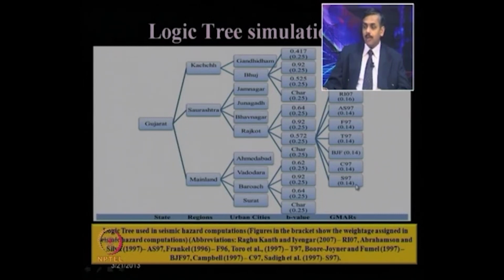Here again we have tried to give equal weightage to all the 7 models, 7 attenuation models or GMPs. So, equality comes to about 0.14 or 14% to each of them, but 2% remains. If we take 7 models equally distributed, 7 into 14 we will get 98. So, another 2% extra we have assigned to that Indian attenuation relationship for peninsular India given by Raghukant and Iyengar, because it is an Indian model. So, that is why we have assigned a little higher weightage to this model.